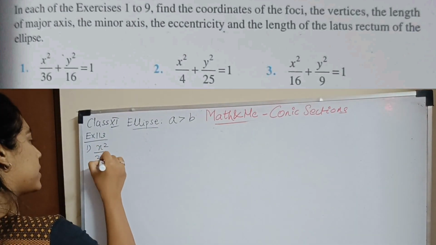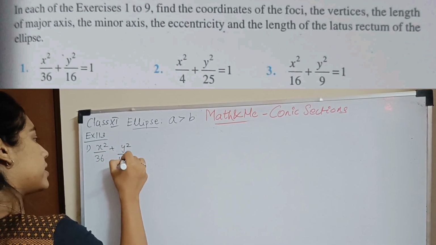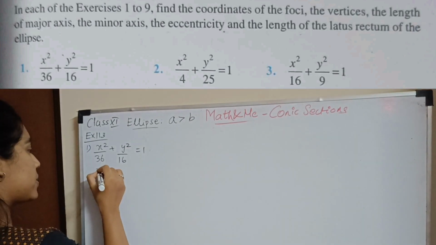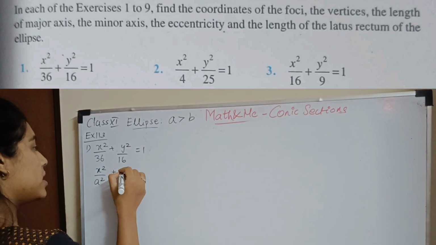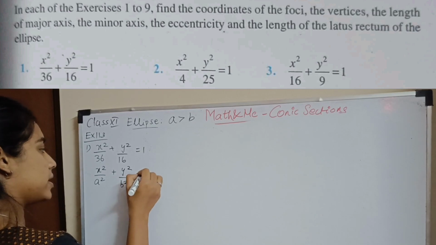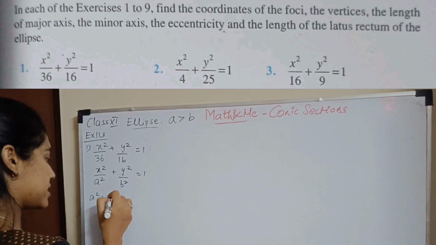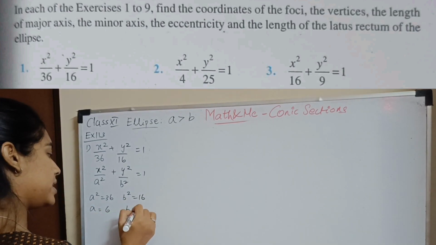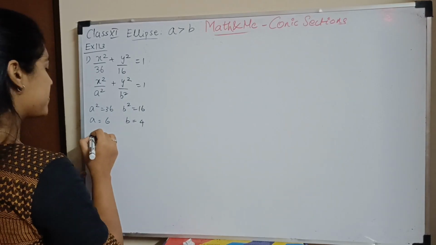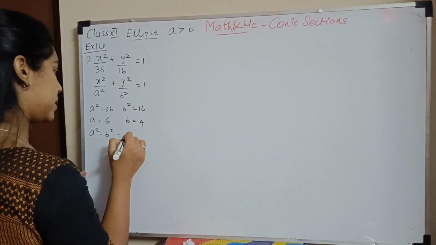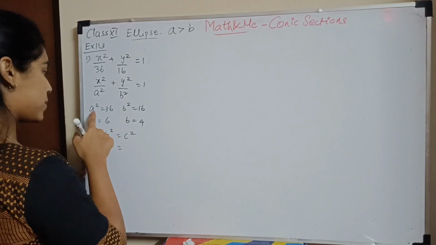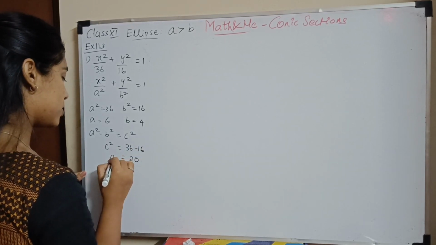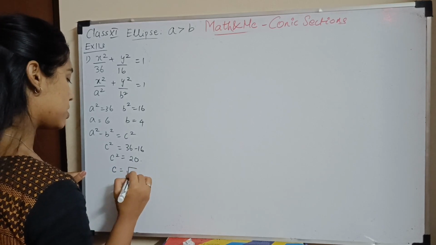x square divided by 36 plus y square divided by 16 equals 1. So a value is greater than b. The general equation is x square divided by a square plus y square divided by b square equals 1. So my a square is 36, my b square is 16, so my a is 6 and b is 4. What is the relationship between them? a square minus b square equals c square. So c square is 36 minus 16, which is 20. So c equals root 20.